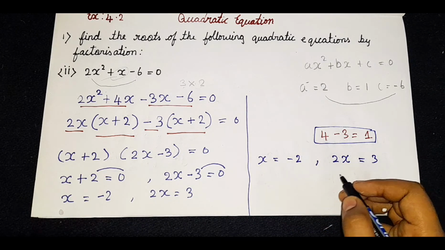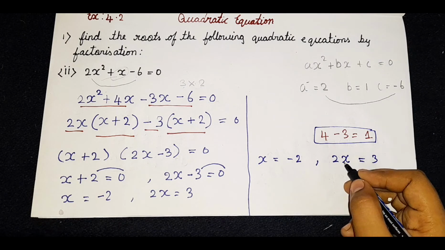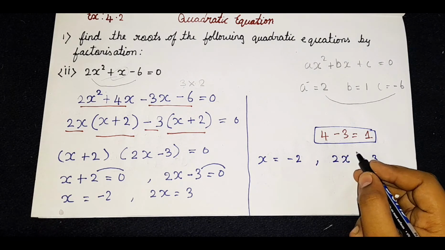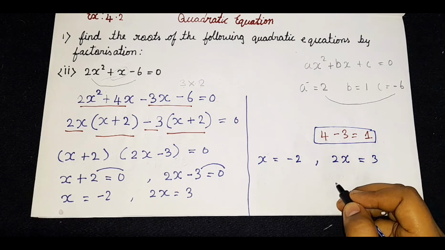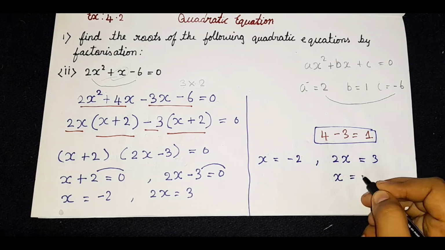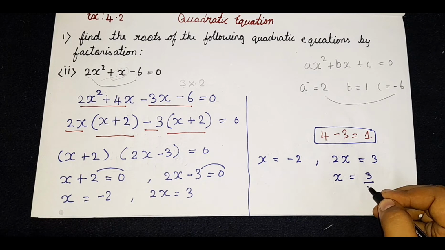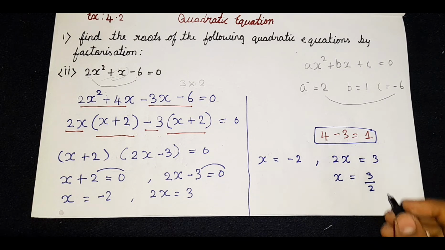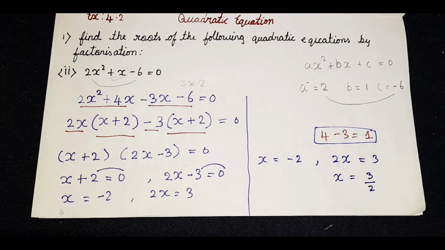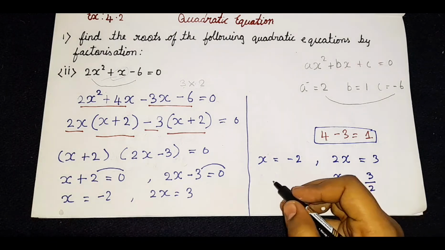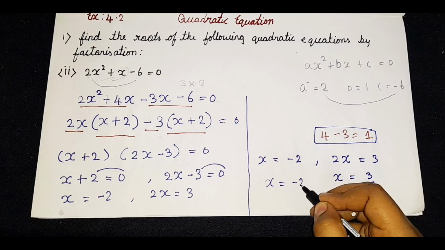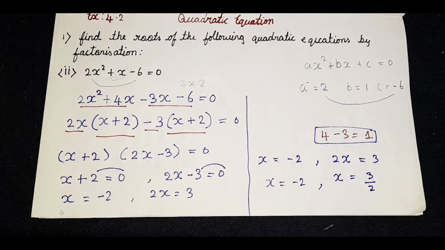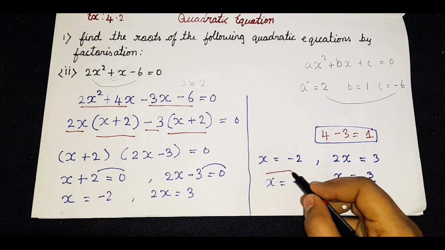So here we can do it. Am I right? Here it is 2 into x, in multiplication form. When we get it to the right side, it changes into division. So x is equal to 3 divided by 2. When we get it to the right side, they change their operation, so note that down. Finally we got the x values.